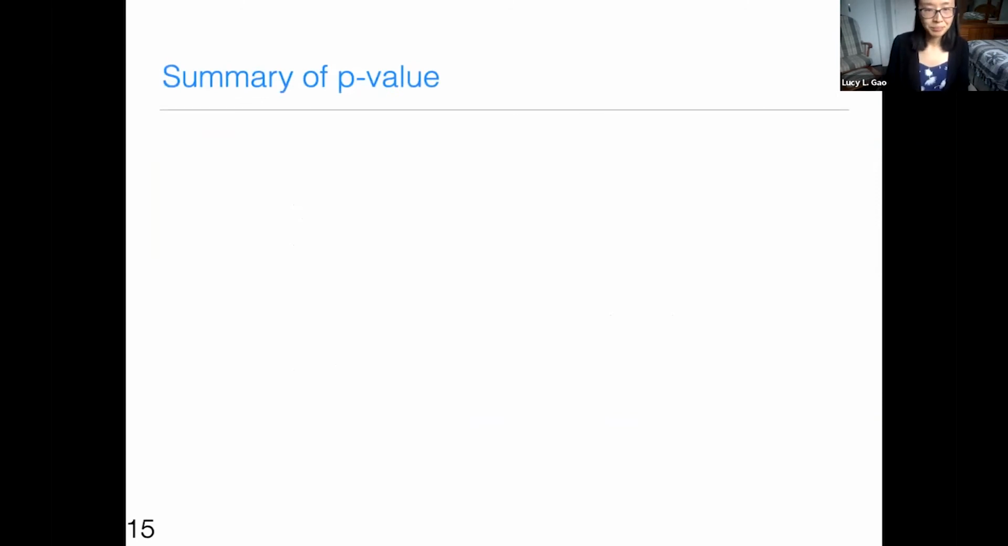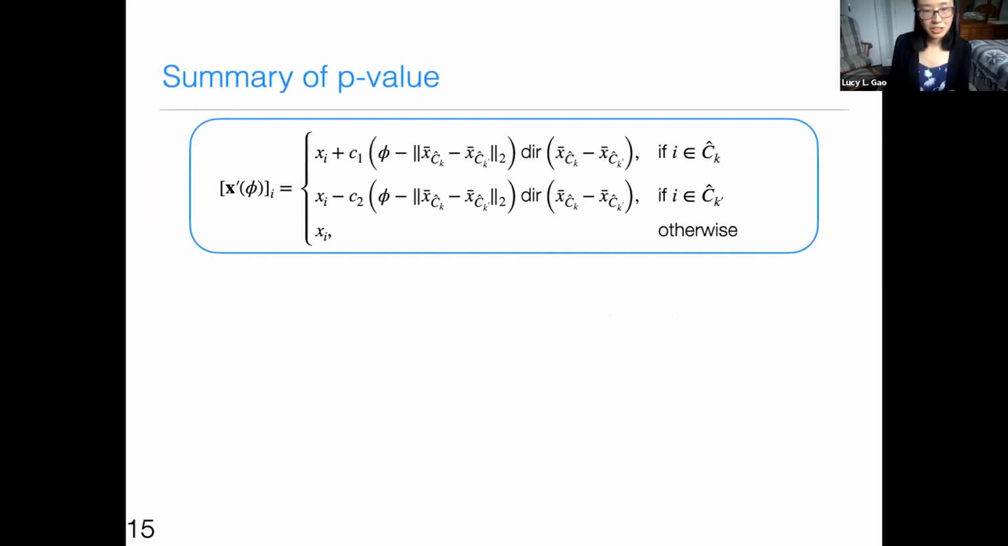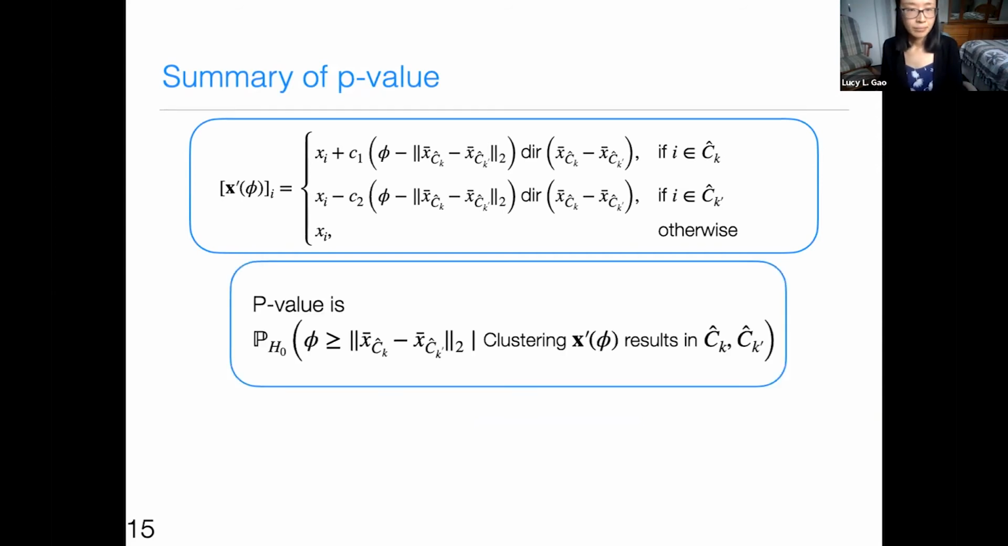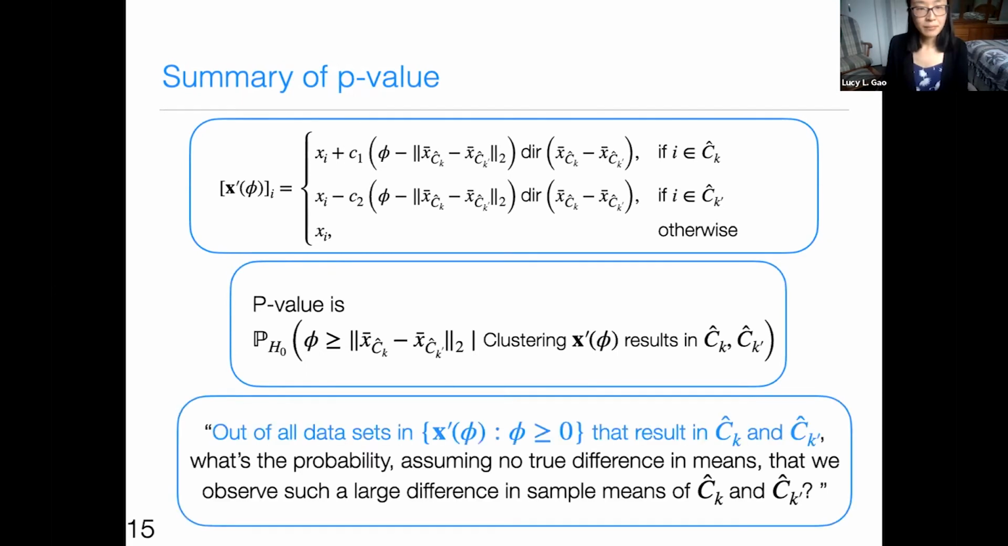So to summarize, x prime of phi is just a version of the original data set x where you're either exaggerating or de-emphasizing the difference between the estimated clusters by pulling them apart or pushing them together. And even though we had that weirdly complicated conditioning set, it really just reduces to a simple statement in terms of phi. It's asking the same question as the standard Wald p-value, except instead of considering all n by q data sets in the universe, we're just considering the set of perturbed data sets x prime of phi that, if you cluster them, you would get back the same original estimated clusters C hat k and C hat k prime.